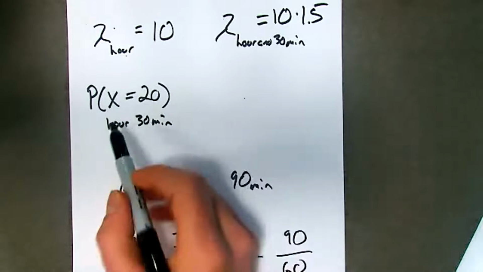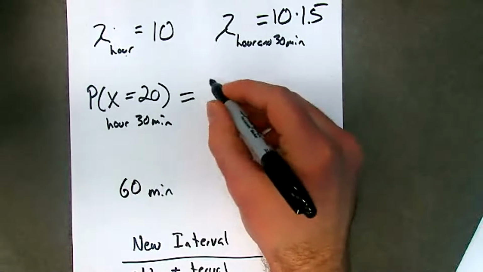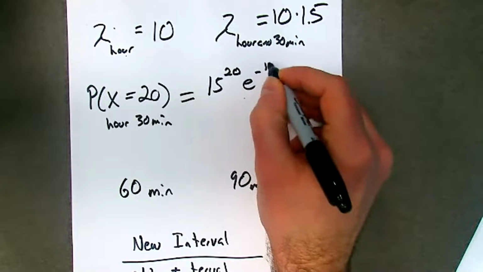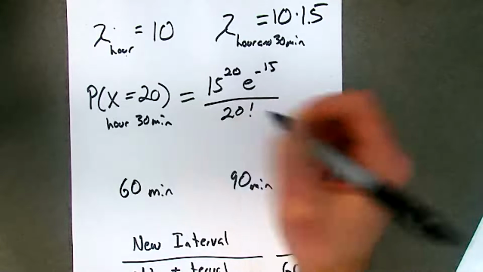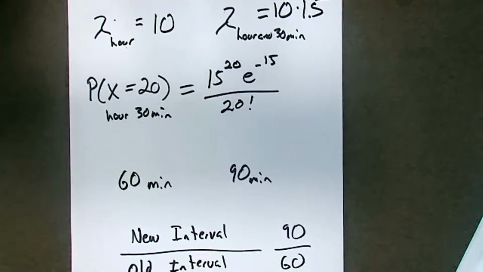Now I have my new lambda, I've got my x, it's just a matter of plugging those values in. So what was it? Lambda to the x, e to the negative lambda, over x factorial. Okay. Any questions on that one?